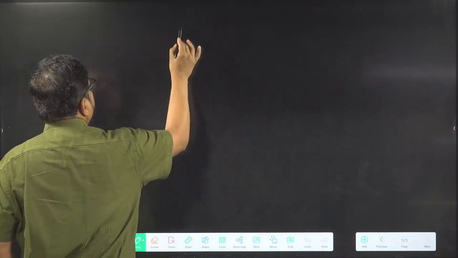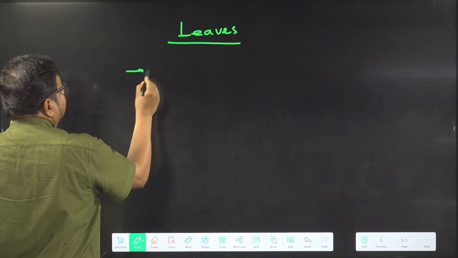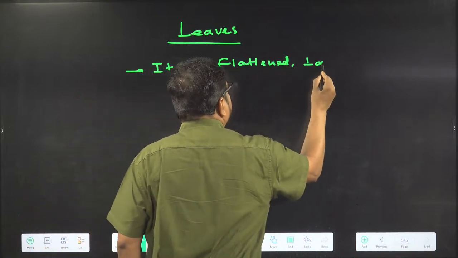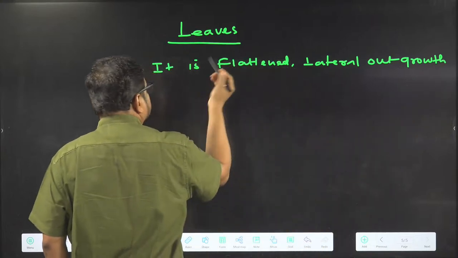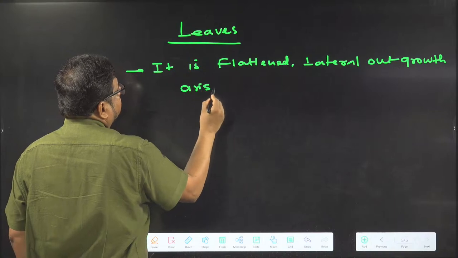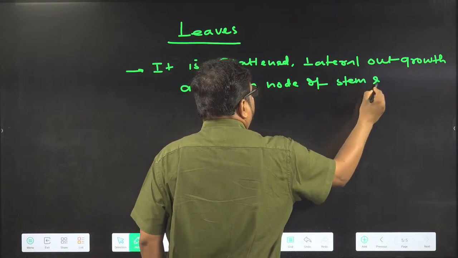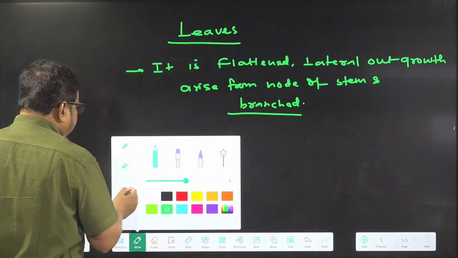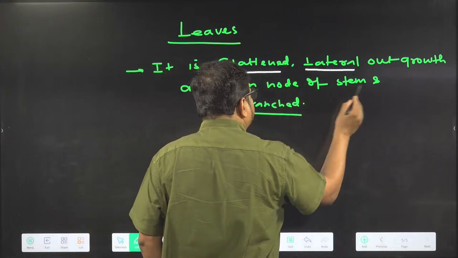Now give your attention. Stem modification is over, so we are going to talk about leaves. So what is a leaf? It is a flattened, lateral outgrowth arising from the node of the stem and branches.